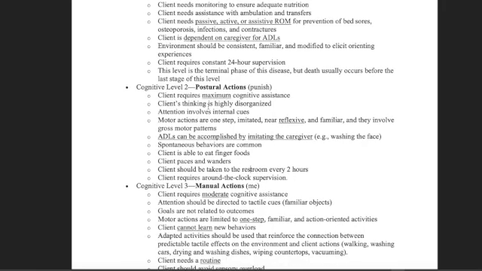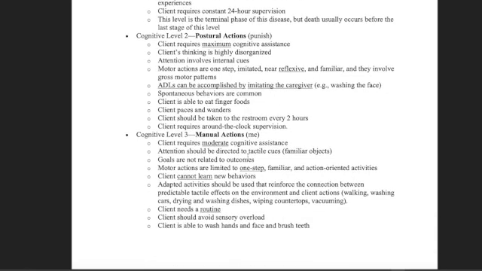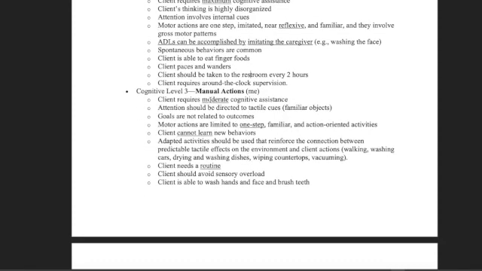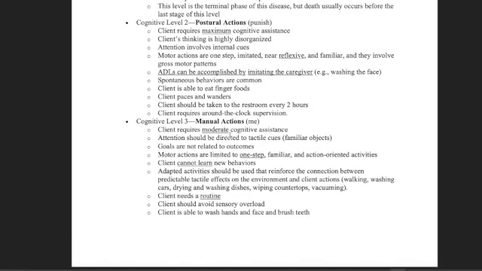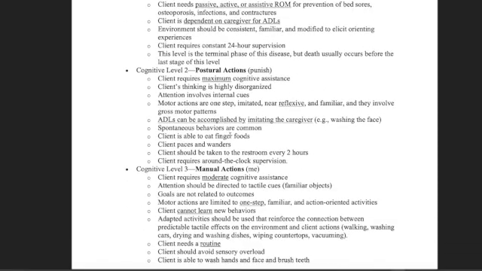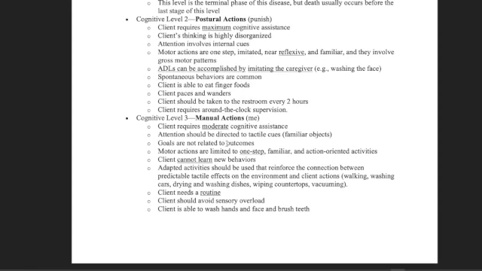So level 2, they are still max assist, and they're going to need a lot of assistance with those daily things, but they're able to do a little bit more than they were in level 1. Level 3 is manual actions. At this point, you're moving from total to max to now mod. So total in level 1, max in level 2, and mod in level 3.